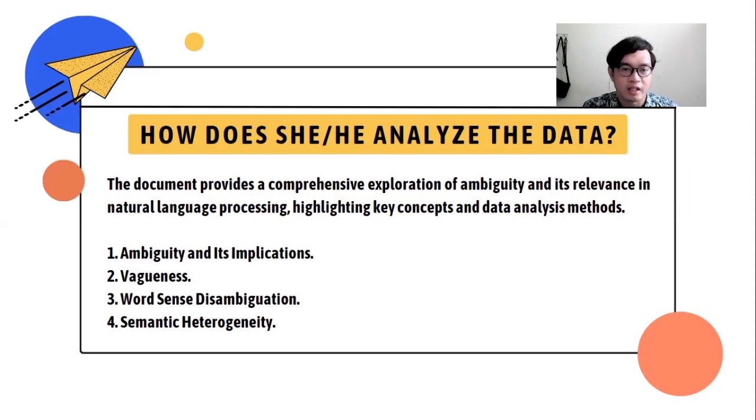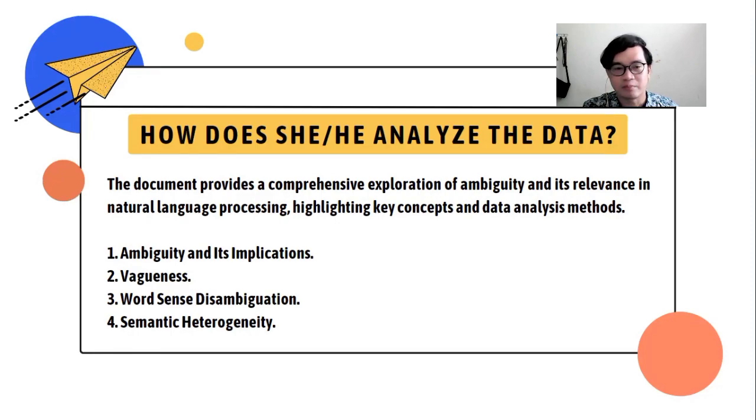First is ambiguity and its implications. The document likely discusses the various forms of ambiguity, such as lexical and structural ambiguity. Lexical ambiguity arises from words with multiple meanings, while structural ambiguity is caused by the arrangement of words in a sentence. Two is vagueness. In addition to ambiguity, the document may discuss vagueness.